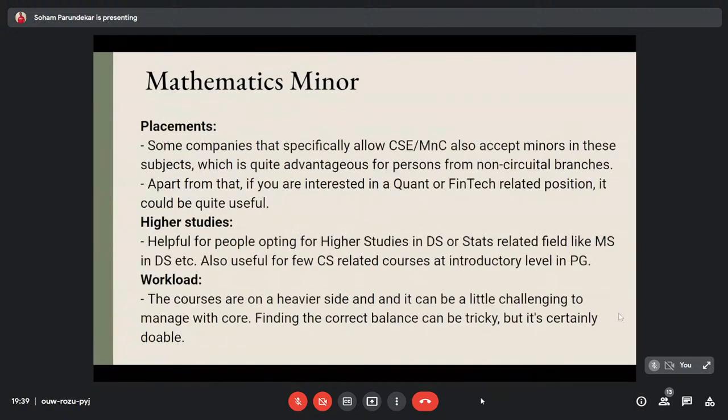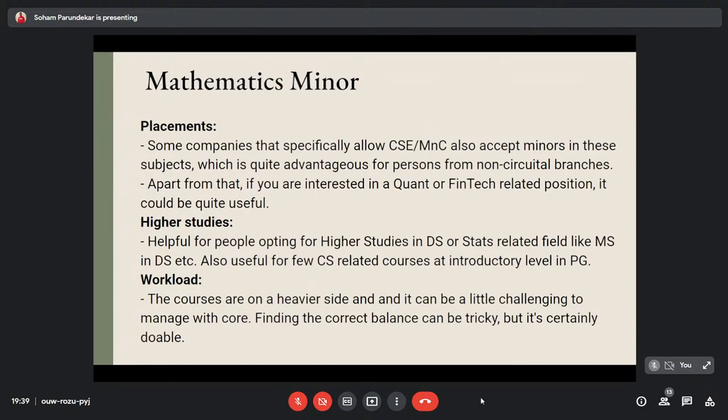Some companies specifically allow CSE and MNC people, and these subjects could be quite advantageous for a person if they are coming from non-circuital branches. Apart from that, if you are interested in quant or data science or fintech related positions, it could be quite useful. Courses like mathematical statistics and scientific computing can come quite handy if you're preparing, for example, for a quant position.